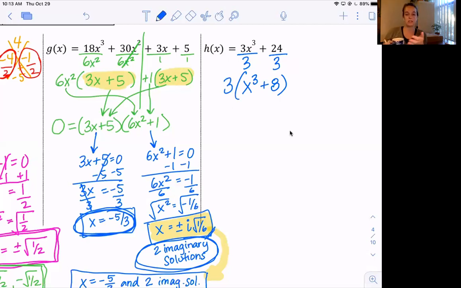And now that it looks like this, I have x to the 3rd plus 8. It's more clear to me, oh yeah, those are cubes, right? So this is the sum of cubes, because 2 to the 3rd is 8, for sure. So this is x to the 3rd plus 2 to the 3rd. That is the sum of cubes.